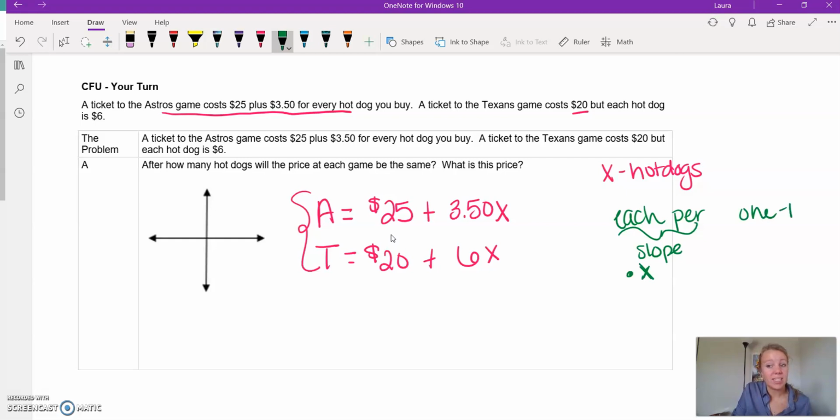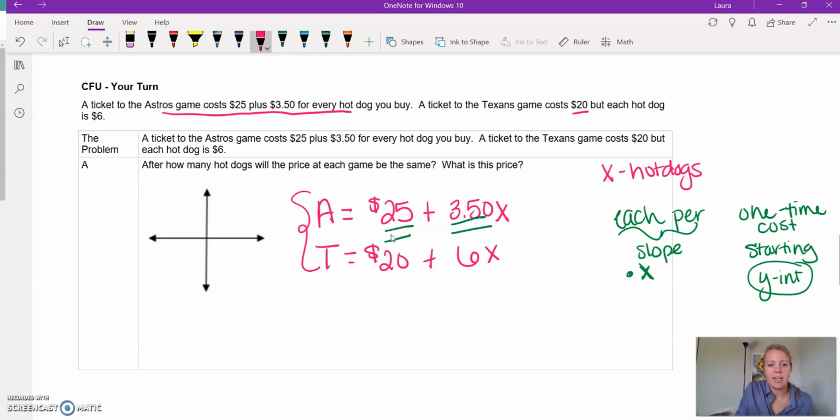If it's a one-time cost, or the starting position, something where you start at, that's going to be your y-intercept, where you just keep the plain number. So again, we only pay that $25 to get into the game one time. So I don't want to multiply that by X because I'm not trying to pay $25 every time I buy a hot dog. I'm only going to pay $3.50 for every hot dog I have.